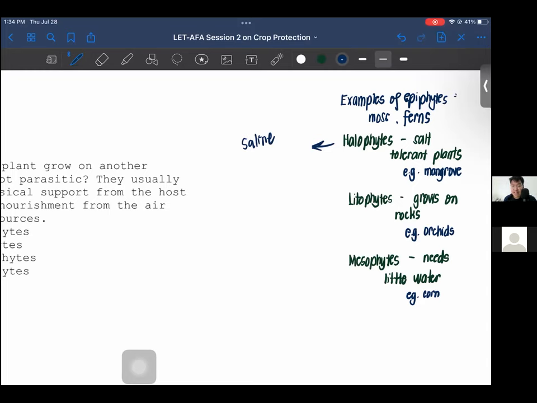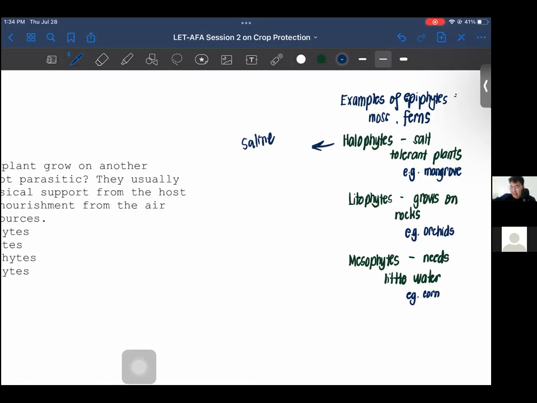Yung sa mangrove kasi, they grow well sa salt water talaga. I've been through a mangrove farm sa Dagupan. I'm from Pangasinan pala kasi originally. I've worked with BFAR sa Dagupan and meron sila dong mangrove farm. And ang ganda doon, sobrang presko, sobrang lapit din talaga.